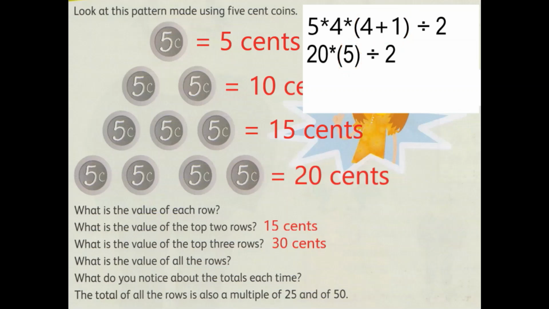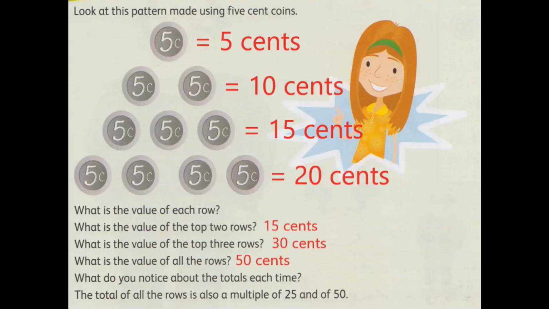I will then multiply 20 times 5 to get an answer of 100, and then take that 100 and divide it by 2, and then I'll get an answer of 50 cents. So the answer is 50 cents. Okay? So that's the formula I'm using to figure out what the values of each row is for this activity.